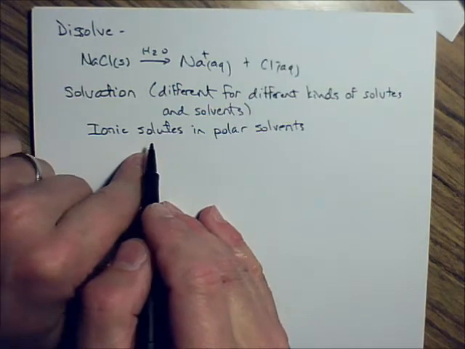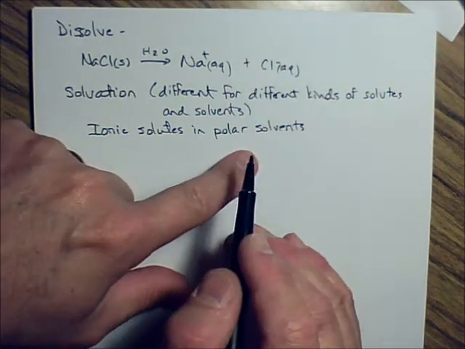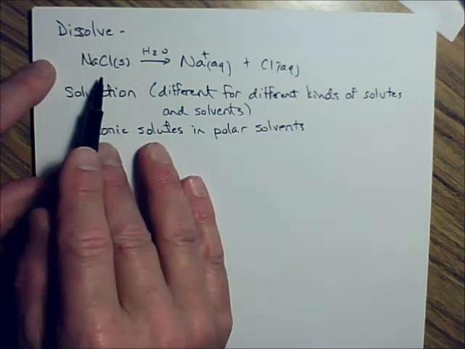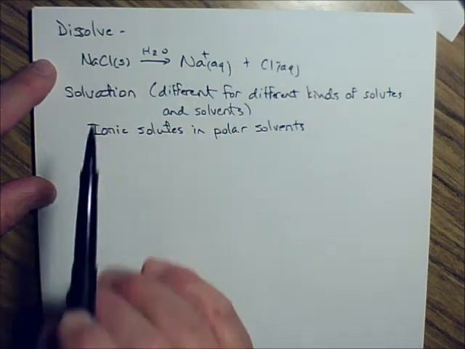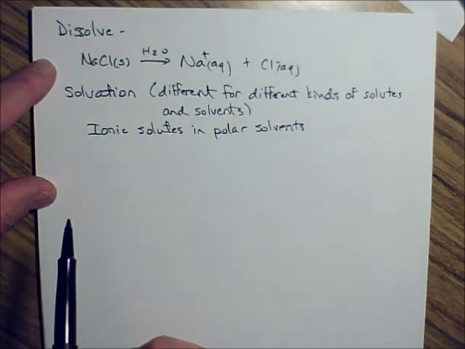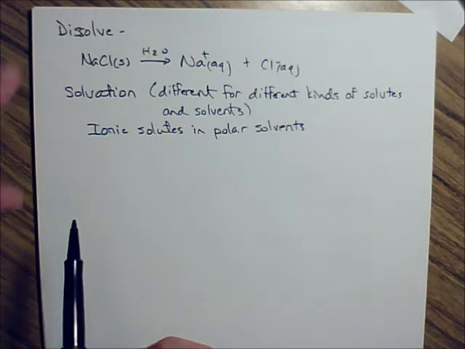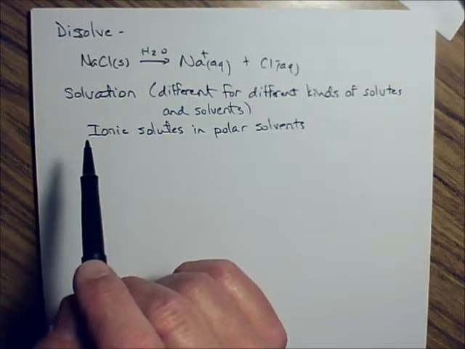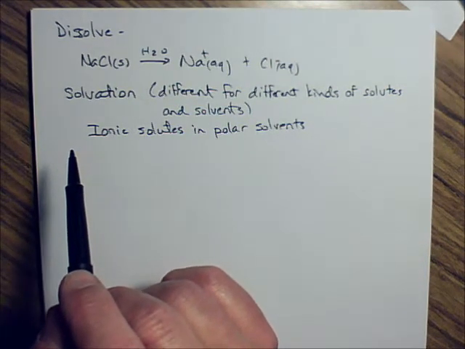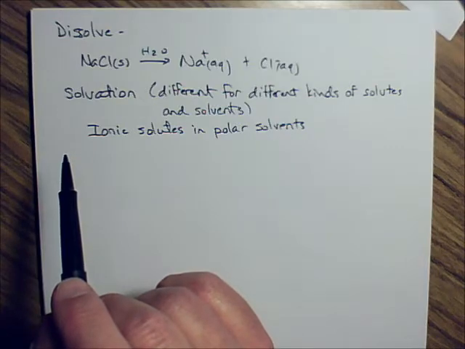Remember, solutes are the thing that gets dissolved. Solvents are the thing that does the dissolving. In this reaction up here, what is the solute? NaCl. Yeah, it gets dissolved. And what's the solvent? The water.